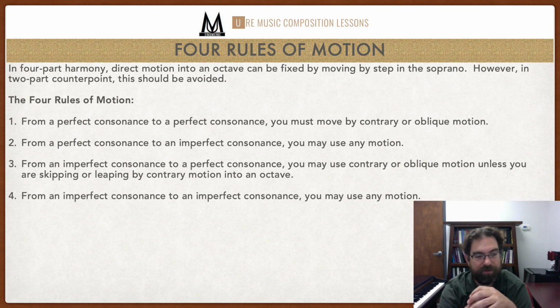So from a perfect consonance to an imperfect consonance, so a unison, 5th or octave moving into a 3rd or a 6th, any motion is possible, you can't make a mistake. From an imperfect consonance to a perfect consonance, you can use contrary or oblique motion unless you are skipping or leaping by contrary motion into an octave. You always want to avoid skipping into an octave by contrary motion. It just draws too much attention to that octave and it should be avoided. So from an imperfect consonance to an imperfect consonance, no error can be made. You can move from a 3rd into a 6th, or even a 3rd to a 3rd. You can use any type of motion you want.